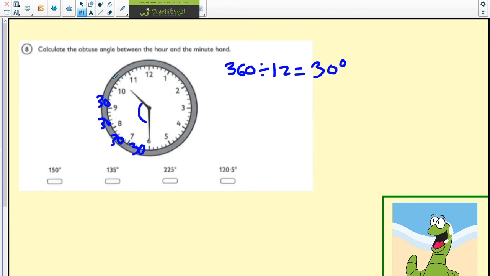And then this, I think, is going to be halfway between the two. So half of 30 is 15. Make that half look more like a half. 15 degrees. So we have to do 30, 30, 30 plus 15 degrees, which adds to a grand total of 135 degrees for question 8.